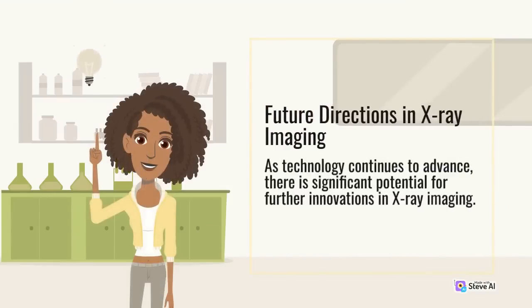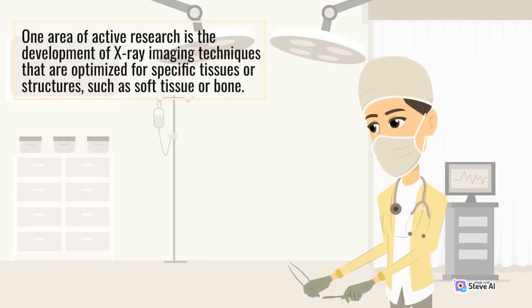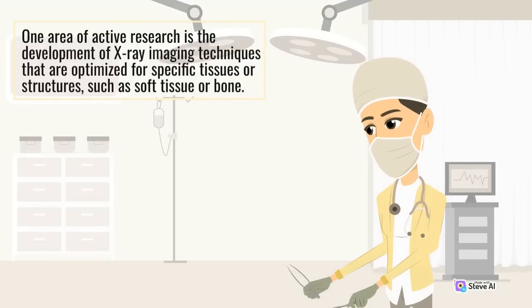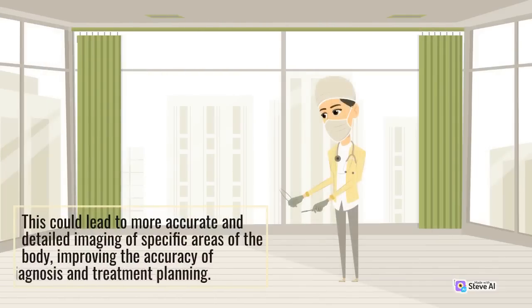Future directions in X-ray imaging. As technology continues to advance, there is significant potential for further innovations in X-ray imaging. One area of active research is the development of X-ray imaging techniques that are optimized for specific tissues or structures, such as soft tissue or bone. This could lead to more accurate and detailed imaging of specific areas of the body, improving the accuracy of diagnosis and treatment planning.